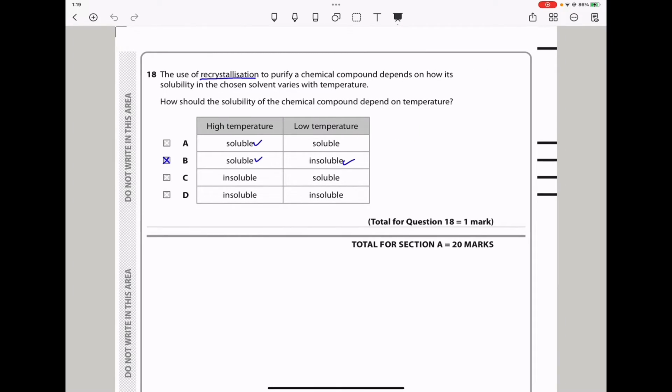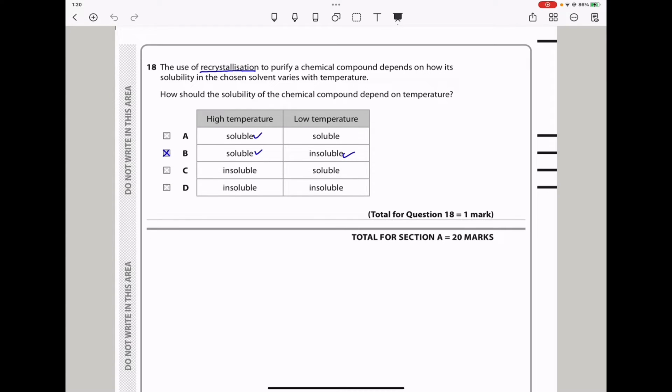Question 18. The use of recrystallization to purify a chemical compound depends on how its solubility in the chosen solvent varies with temperature. How should the solubility of a chemical compound depend on temperature? At high temperature, it has to be soluble, and at lower temperature, it has to be insoluble so that recrystallization can be carried out smoothly. So this brings us to the end of section A. Let's continue to section B.